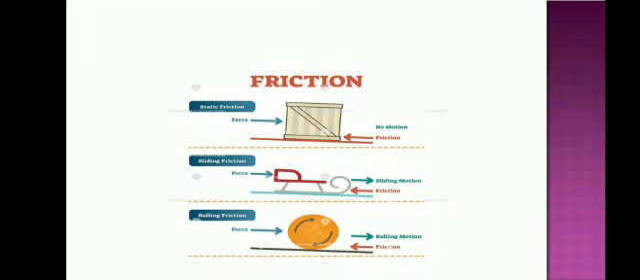Rolling friction: when one object rolls over another. Here, a ball is rolling over the surface. So, the two surfaces are the ball and the surface. When one object rolls over another, it is called rolling friction. The motion applied here is rolling motion.